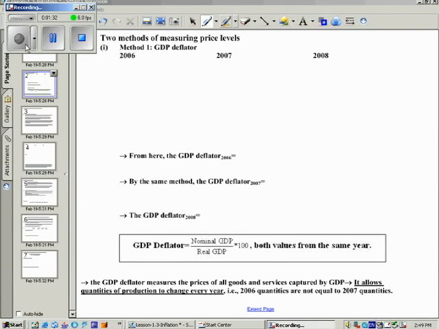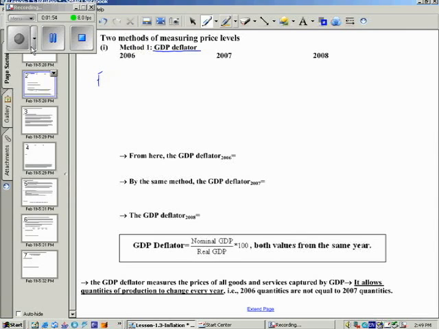How do we measure the price level? There are at least two methods of measuring the general price level. Method 1 is the GDP deflator. GDP deflator measurement of price level is actually very similar to the real GDP and nominal GDP concepts that we talked about before. So let's carry on with the example from the previous lesson.